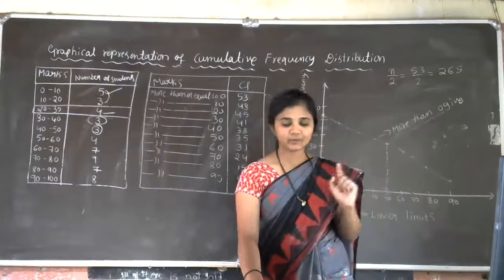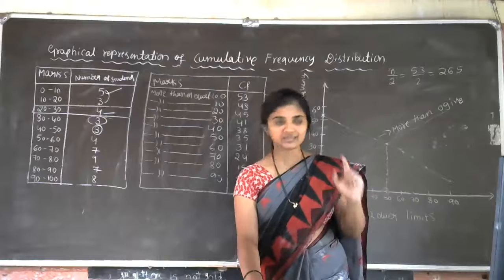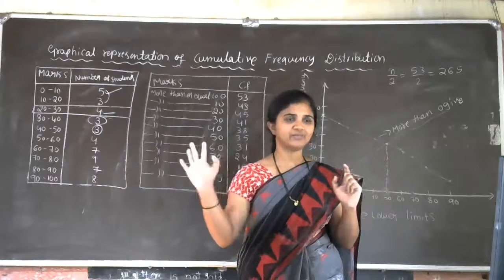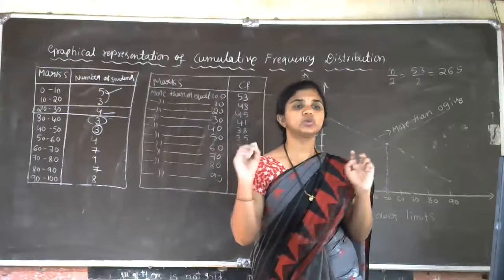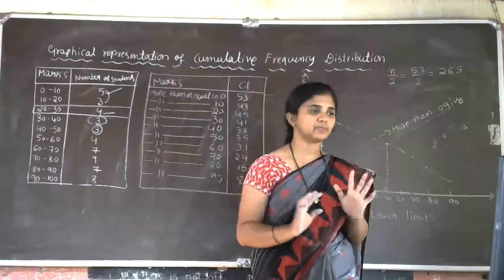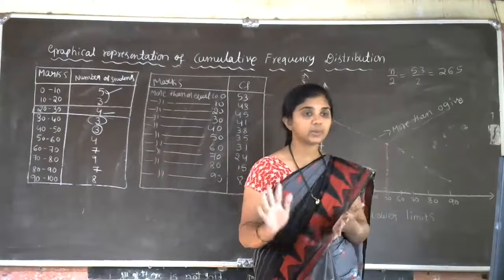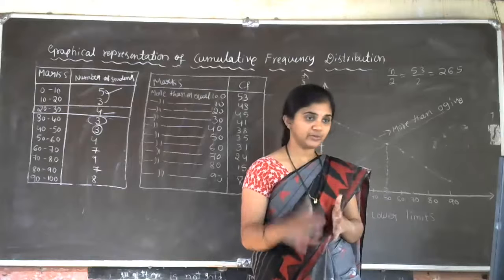Next, in the third problem, it is direct actually. They have asked the more than type. Class interval and frequency directly given actually. So you have to convert that into more than type. Is that clear, students? So this is about the ogive concept. You have to finish this work.